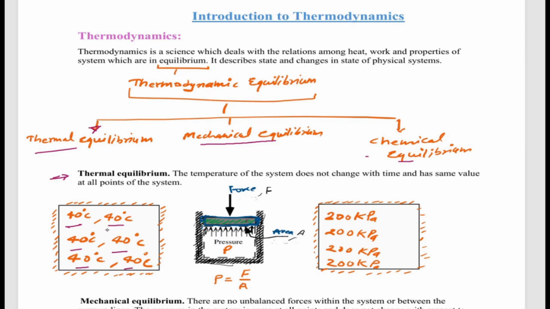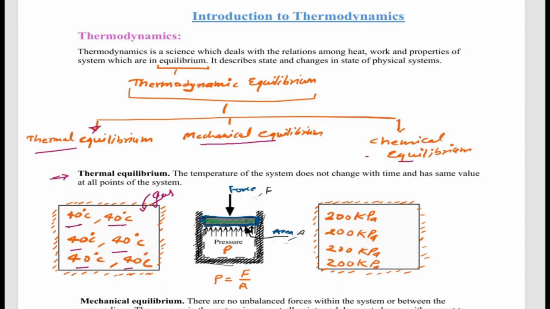For example, here if we see the temperature within the system, some gas is there. Inside this closed system, gas is there. So the temperature everywhere within this system is constant. It is 40 degrees centigrade. So we will say that this system is in thermal equilibrium.